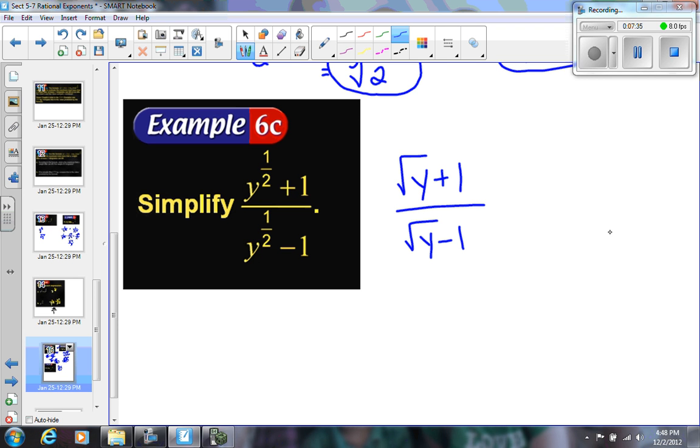Now this becomes a problem like we did a couple days ago, yesterday or day before. And I need to simplify this, which means I don't want a radical in the denominator. So if you remember, our strategy was to multiply by the conjugate. So it would be the square root of y plus 1. So for my numerator, I can put that in a box.